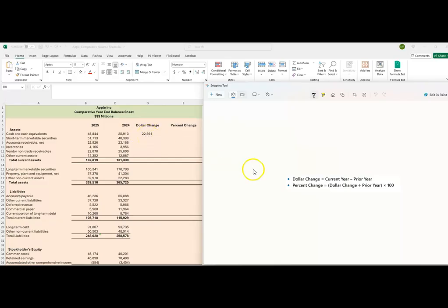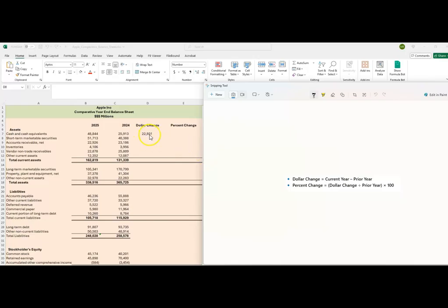So formula number two then is the percentage change. Let's calculate this number right here. It says that it is the dollar change divided by the prior year, multiplied by 100%. So the dollar change, well, we already calculated the dollar change.